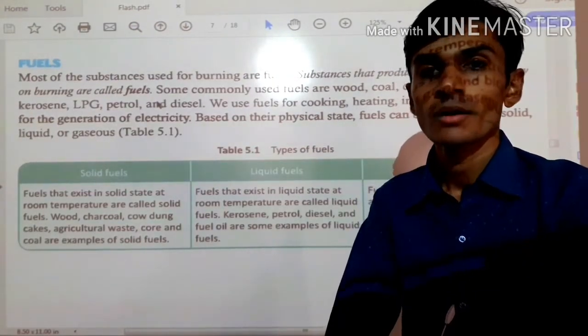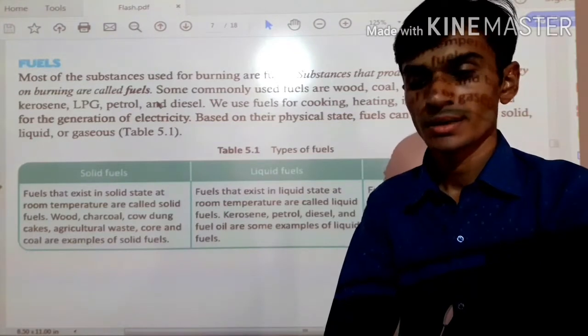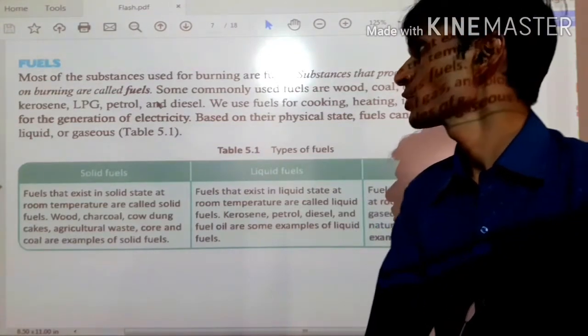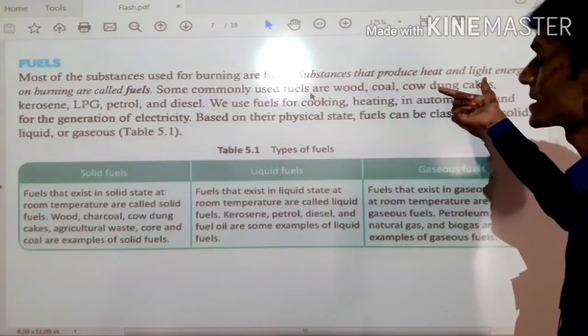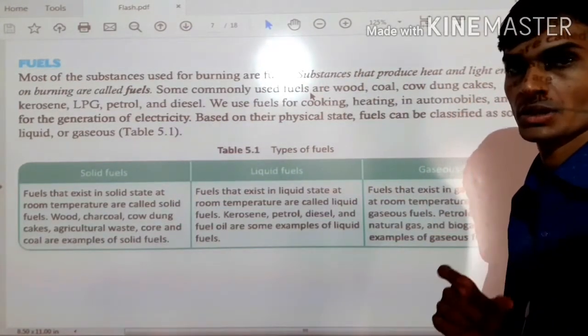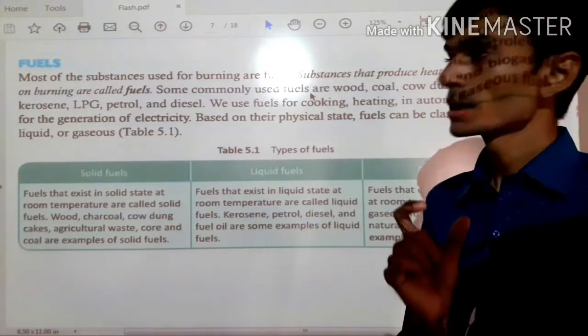Okay guys, our next topic is fuels, right? So what is the meaning of fuels? Fuel means the substance that produces heat and light energy. This is called fuels.